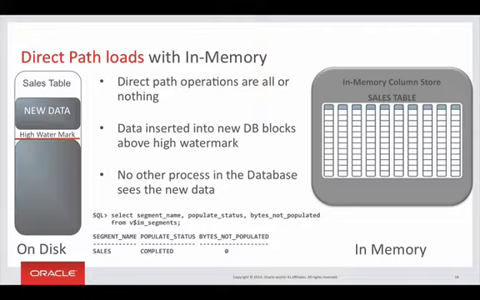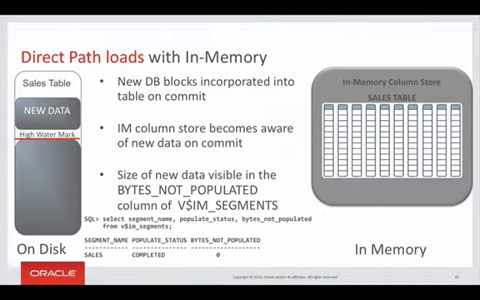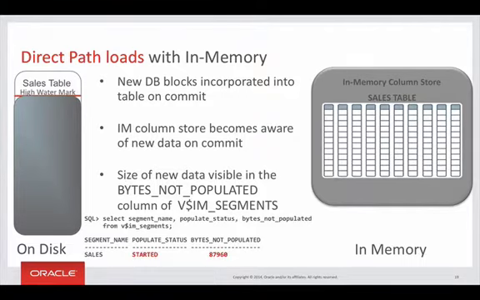And so if you looked in $IM segment, even while the load operation is going on, the in-memory column store believes it's got all of the data. Once the direct path load operation has actually completed and the user has committed it, the high watermark is going to move to encompass those new database blocks. They're going to become part of the object. And it is that moment on the commit that the rest of the database gets to find out that there is new data in that particular object.